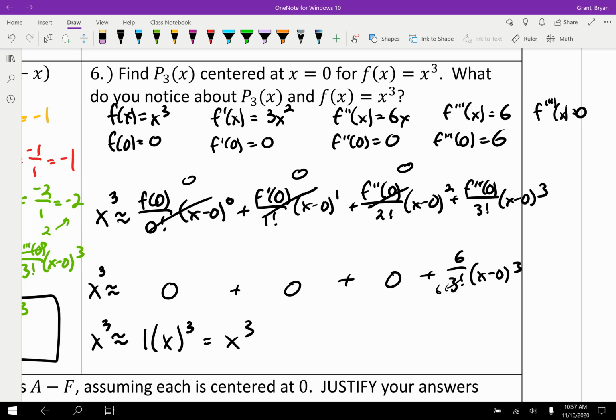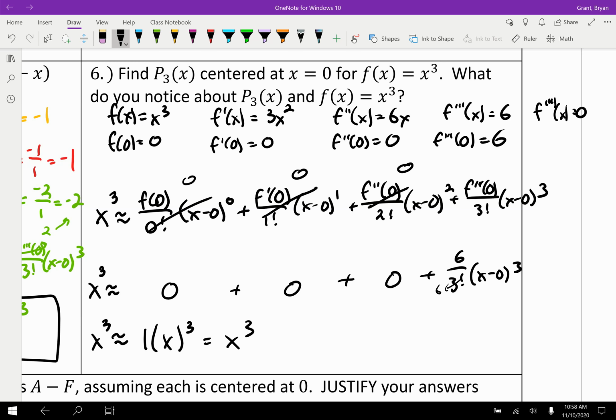So the cool part about polynomial approximations is that for polynomials, they will always match. So it's actually appropriate to say x cubed equals this exactly, which is also why we generally don't write polynomial approximations for polynomials. That's just silly, because a polynomial approximation for a polynomial is just going to be the same thing. The point of a polynomial approximation is to approximate functions that are not polynomials, sine, cosine, natural log, all that fun stuff.